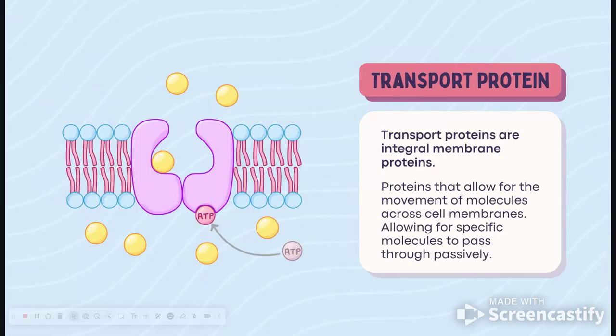Then we have the transport protein. Transport proteins are a big factor of the integral membrane proteins. They are the proteins that allow for movement across the membranes, and they allow for molecules to pass through passively. It's basically the big channel right here.